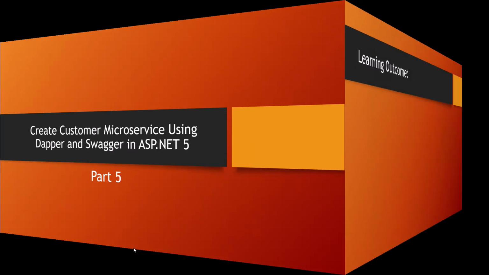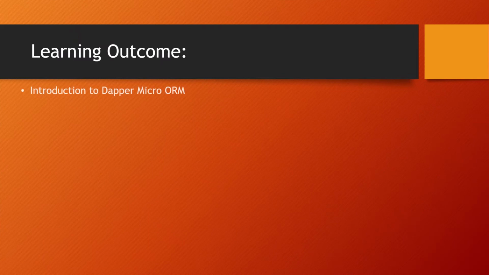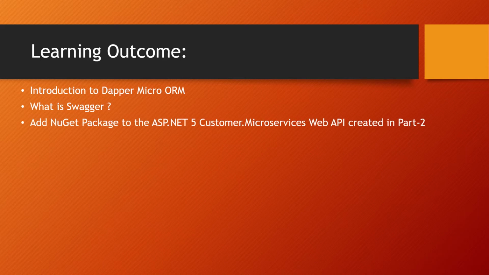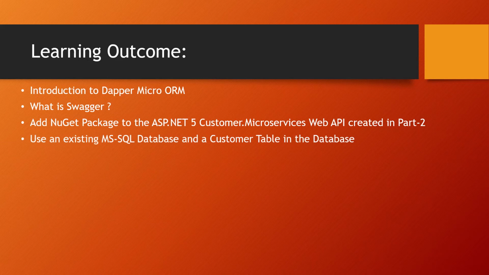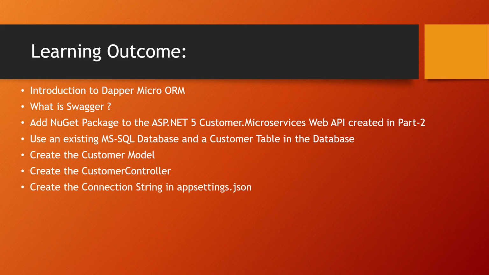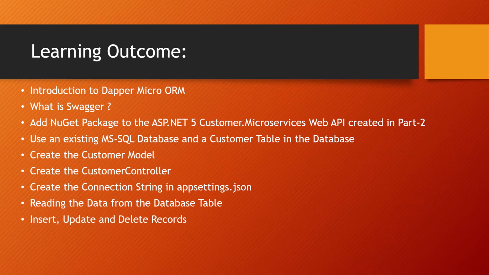So what we are going to learn today is the introduction to the Dapper Micro ORM, what is Swagger, add NuGet package to the ASP.NET 5 Customer.Microservice WebAPI created in part 2, and use an existing MS-SQL database and a customer table in the database, create the customer model, create the customer controller, create the connection string in appsettings.json, and reading the data from the database table, insert, update, and delete records.